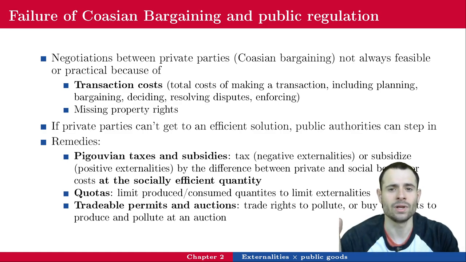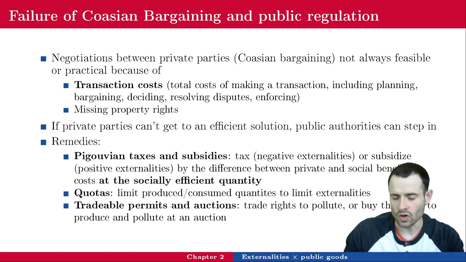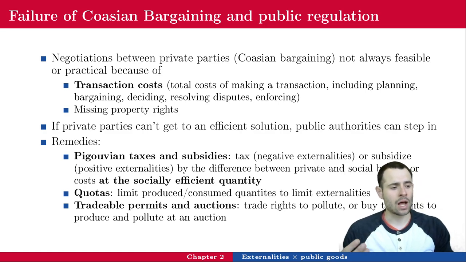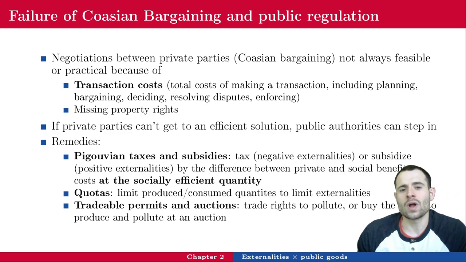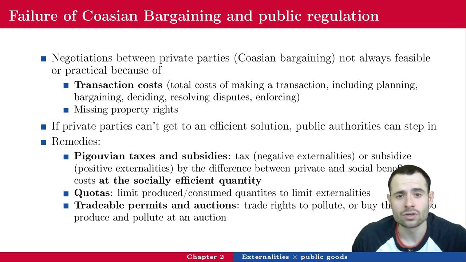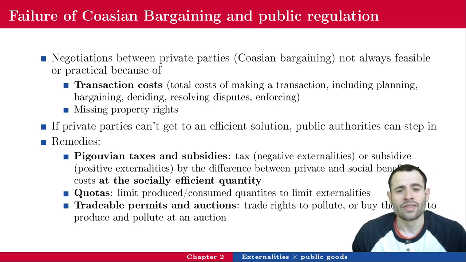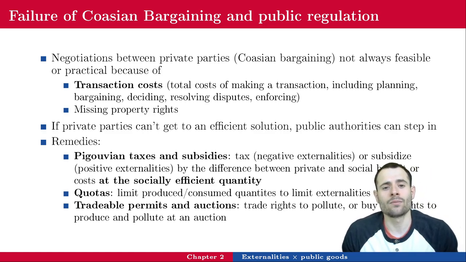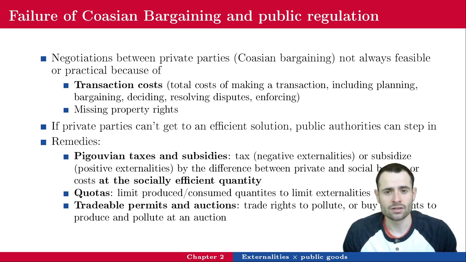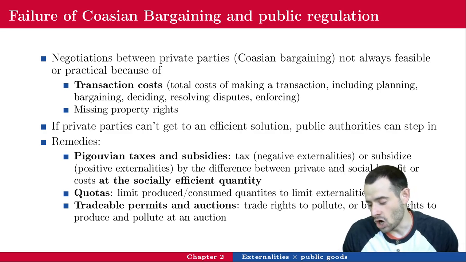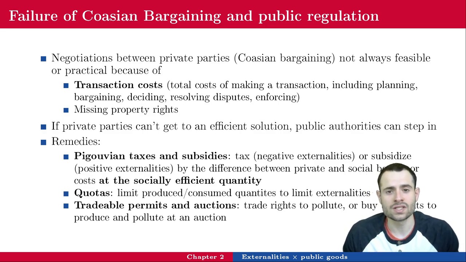The cap and trade system in the US is a system of tradable permits and auctions. Firms are given a certain amount of pollution they are allowed to produce, and they can resell the extra amount of pollution they could produce if they don't produce it. That also gives an incentive to some firms to be green in their production process, because this way they will have a lot of extra pollution units they can resell to another firm.